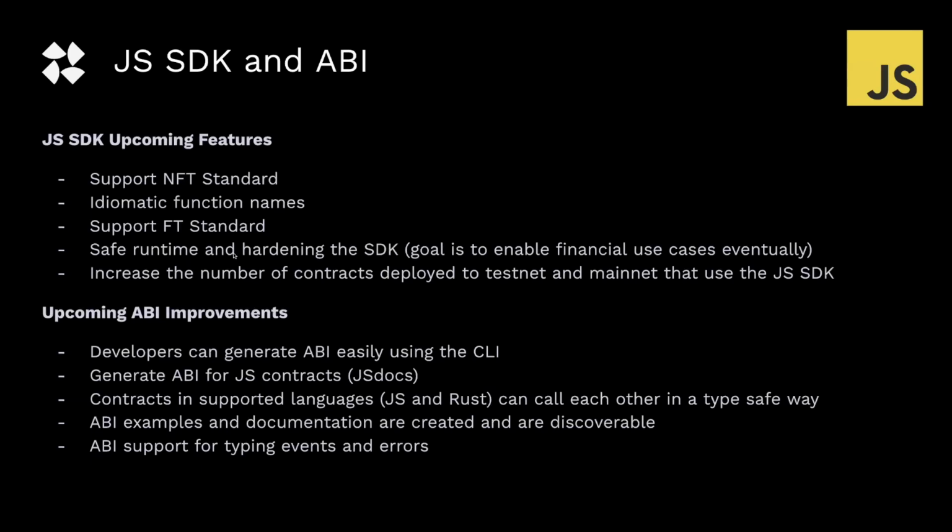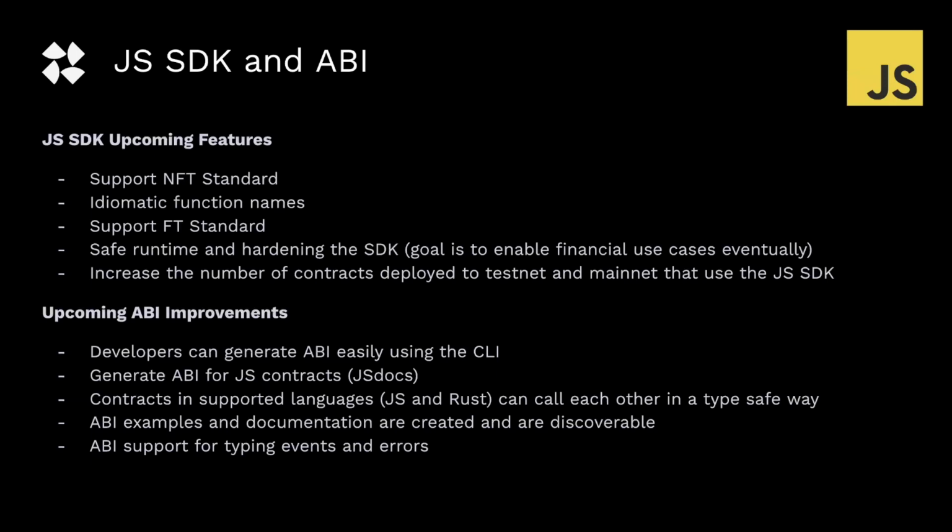Now I want to get into the ABI. The ABI is the interface to a smart contract. And even though we released the ABI earlier this year, I'm becoming aware that not a lot of developers have heard about this ABI or know that you can use it, can generate it. So you can generate this ABI using our CLI, and it is available for Rust contracts.